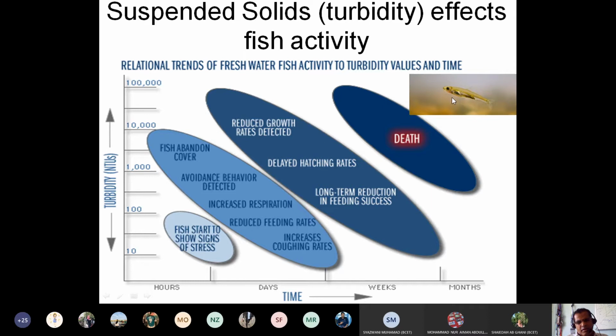So this is why in Malaysia now, and before also, there are some rules. Factories must follow what are called standards. For example, suspended solids must be not more than 100 parts per million. You cannot release more than this.